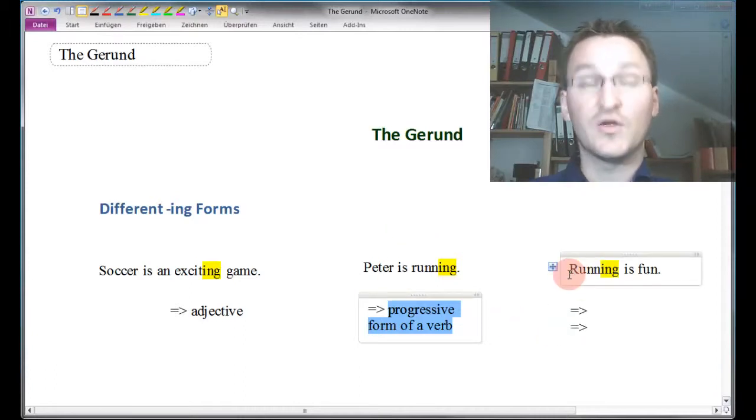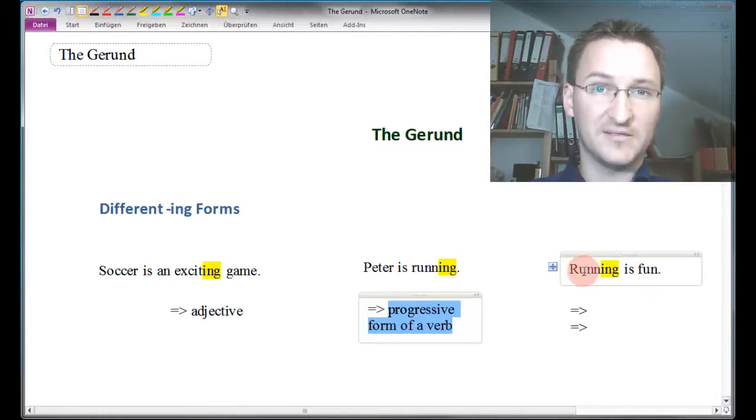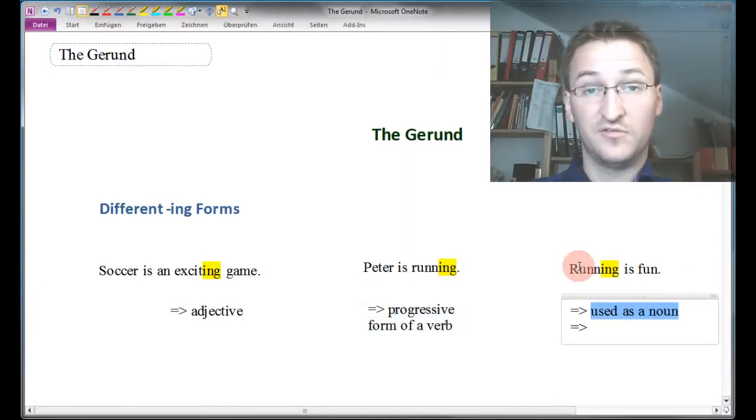Now let's take a look at running is fun. Running could easily be replaced by it: it is fun. So this shows us that it has got a subject position in this sentence. It also acts as a noun. So this is what we're looking for. This is our gerund, finally.